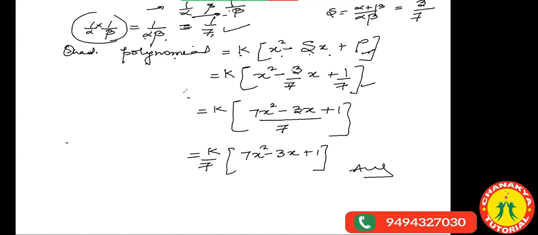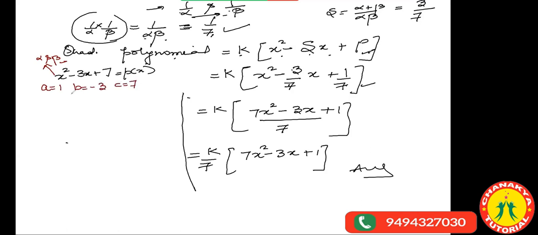Yes, see. Your polynomial was x square minus 3x plus 7. Clear this thing. This polynomial was given, and one more thing: the zeros of this polynomial were given as alpha and beta. Clear? Now from this, the value of A is 1, the value of B would be minus 3, and the value of C is 7.